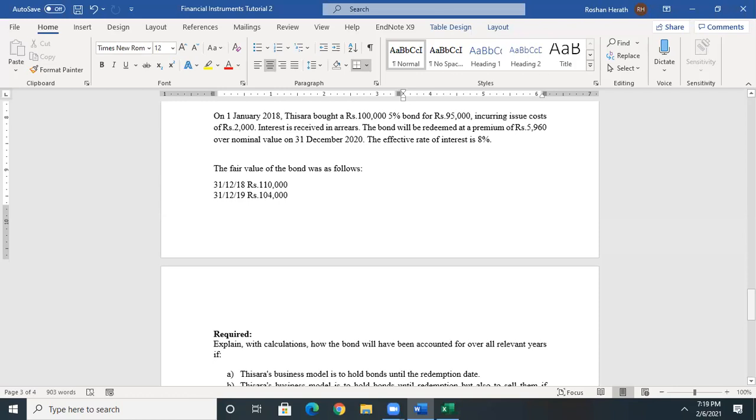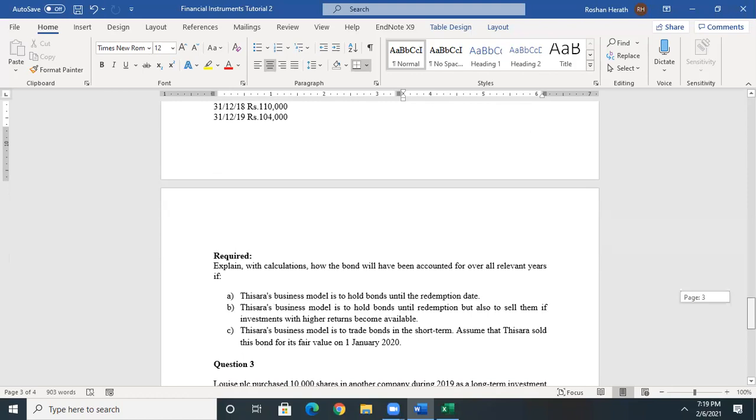It's like 1st of January 2018 to 31st December 2020. It's a 3-year bond. The effective interest rate is also given, that is 8%. Apart from that, you are given the fair value of the bond at each reporting date, 31st December 2018 and 31st December 2019. Then it asks you to explain with calculation how the bond will have been accounted for over all relevant years.